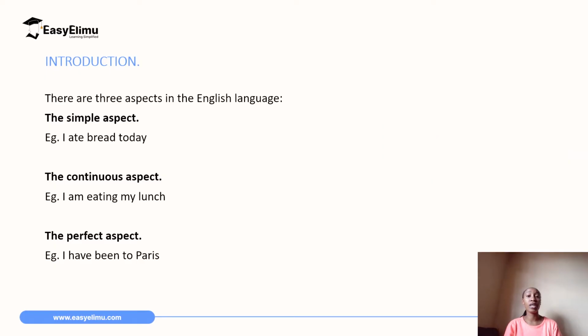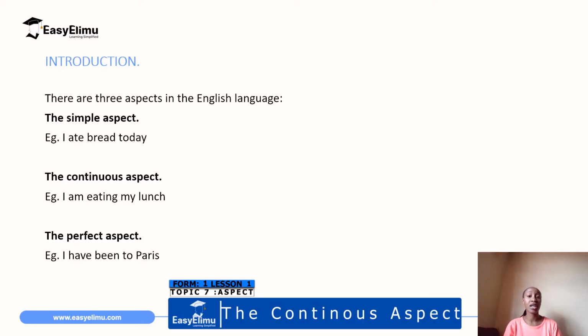So when we learnt about verbs, we defined verbs as words that show us the action or what is happening. And we said that verbs are used to show us the tense, the mood, and the aspect. Modal auxiliary verbs show us the mood. Primary auxiliary verbs show us the tense. And so in this class, we are focusing on aspect and specifically the continuous aspect.